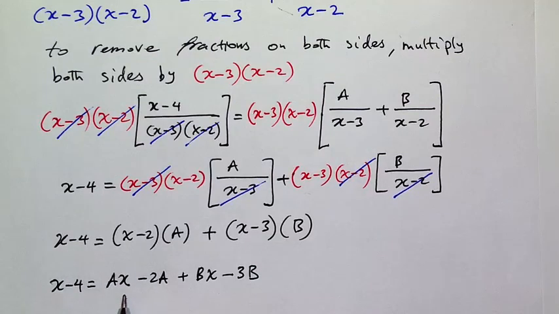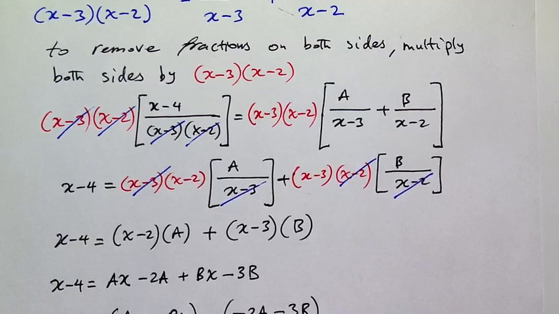Now, just like before, you've done this 100 times. You've combined the x terms. So let's do that. So we have x minus 4 equals, I'm going to put them in parentheses just to group them for now. So we have ax plus bx. I'm doing this because both of these terms have x in them. And then plus, let's group the constant terms, right? The terms that have no x in them. So minus 2a minus 3b, right?